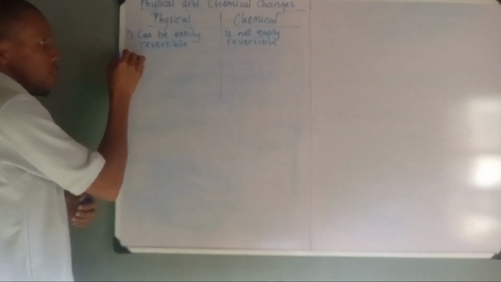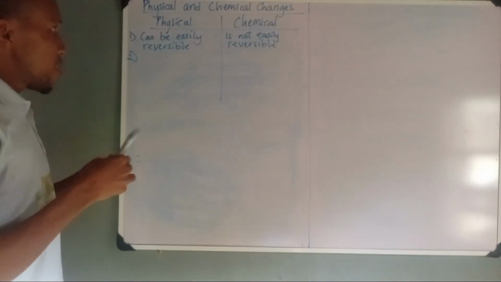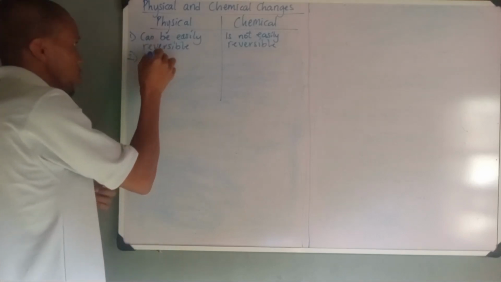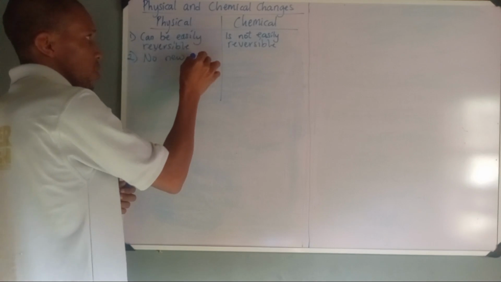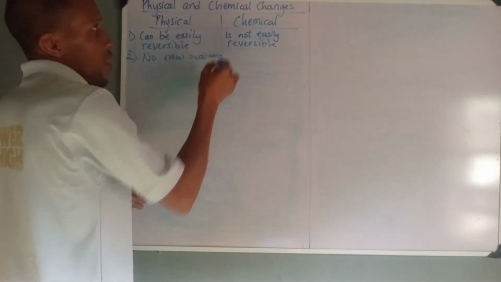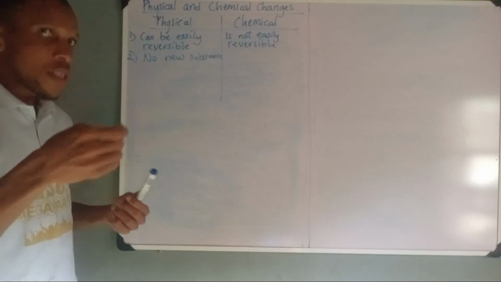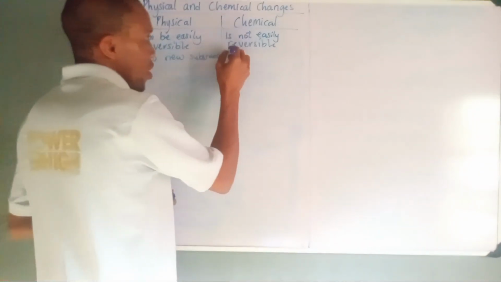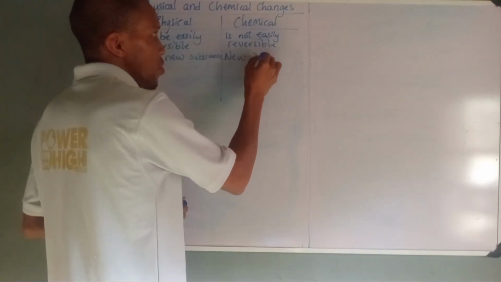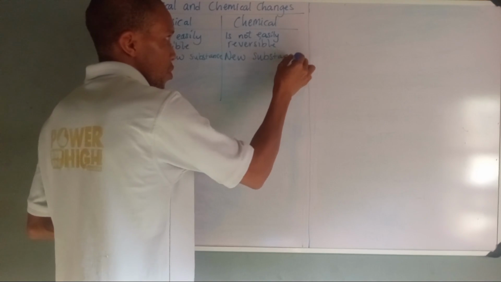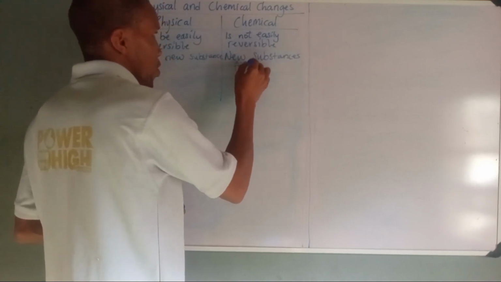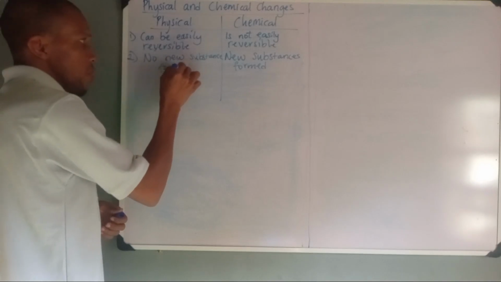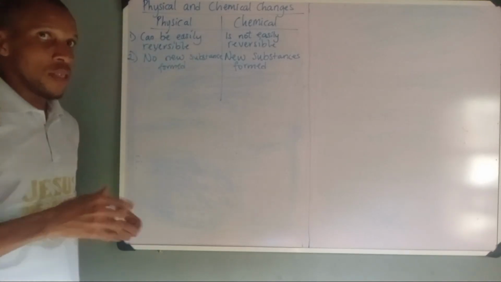Now, on that notion, since identity is not affected, we can actually say no new substance is formed. Then looking at chemical changes, the identity is now changed, which means it's no longer what it used to be. We can now say that new substances are formed. So in physical changes, no new substance is formed, but in chemical changes, new substances are formed.